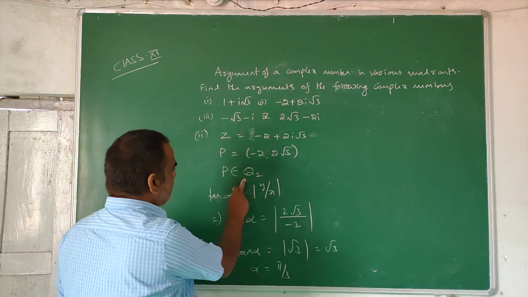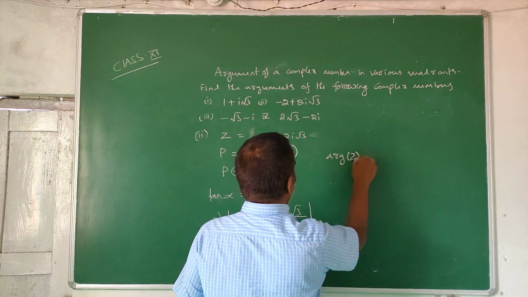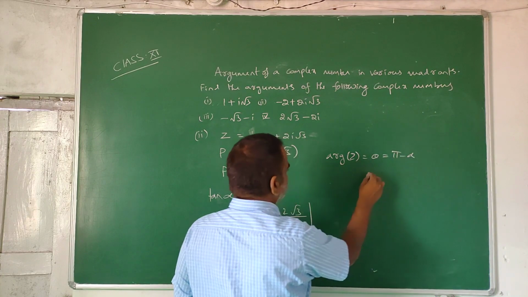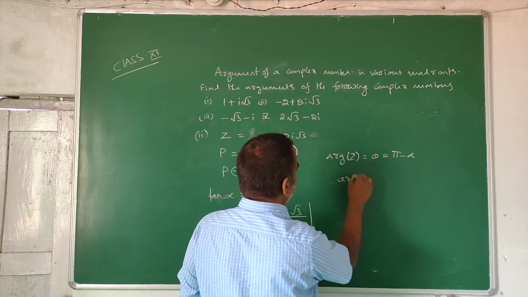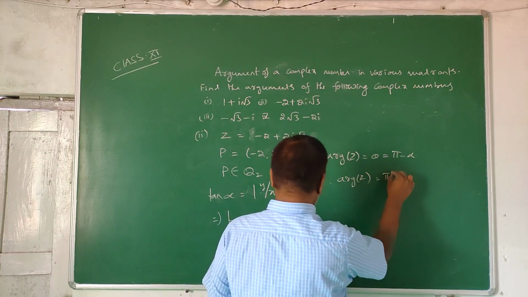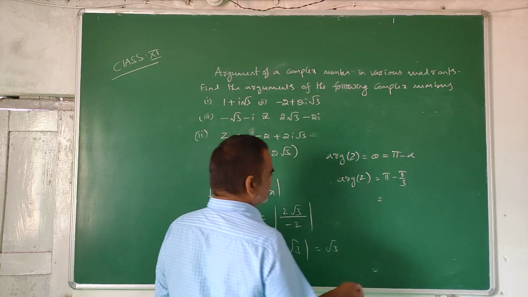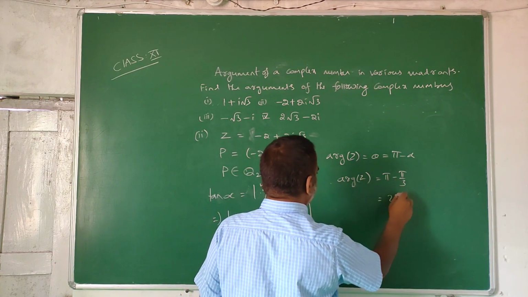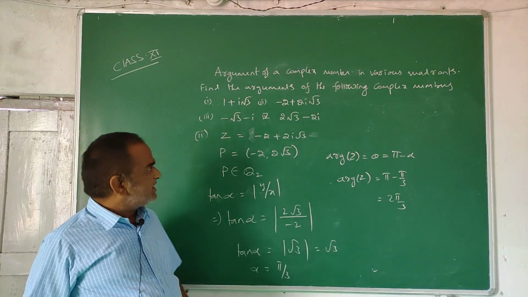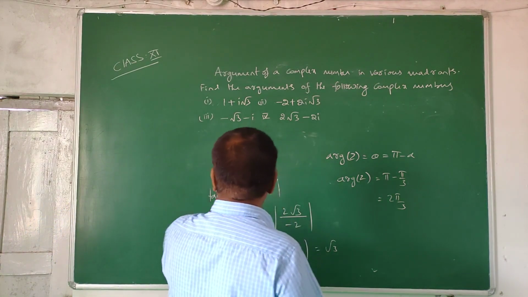As P belongs to Q2, argument of Z, theta, is equal to pi minus alpha. Already we have discussed this. So argument of Z is equal to pi minus pi by 3, which is 2 pi by 3. So this is the argument of Z for the second complex number. Now the third one.